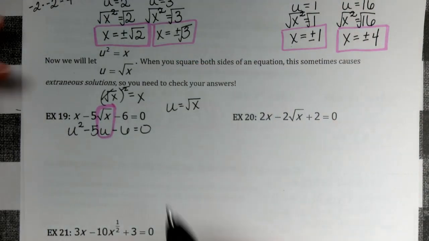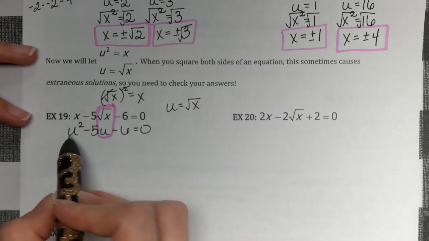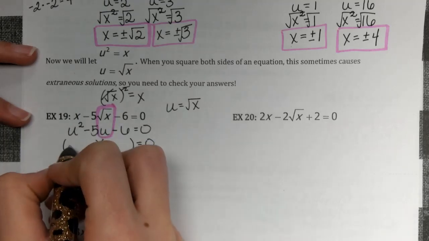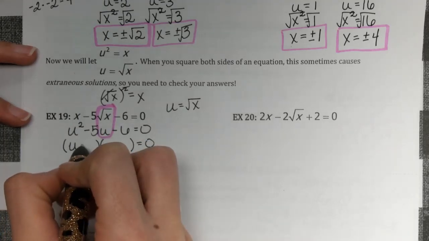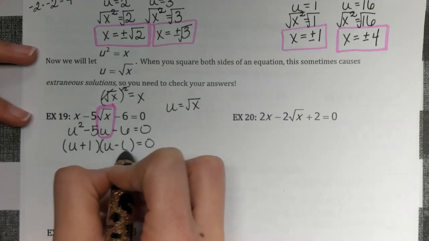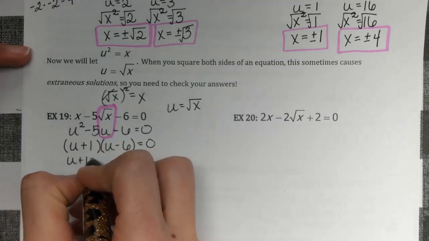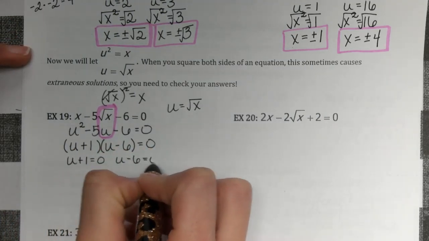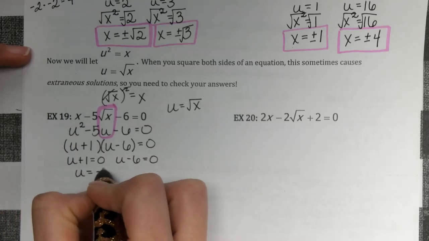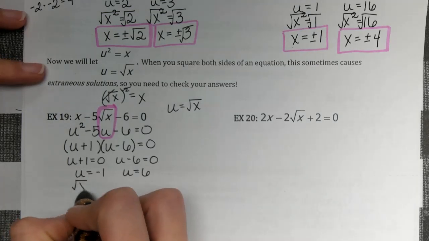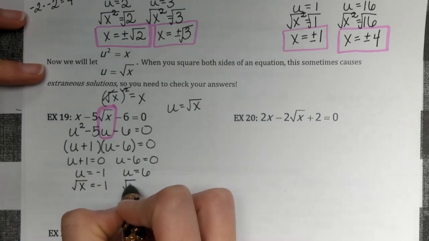Okay? So I'm going to factor using my u. What's it going to be? U plus 1, u minus 6. There are different times they got to subtract. So u plus 1 equals 0. U minus 6 equals 0. U equals negative 1. U equals positive 6. But now what do I replace? Square root of x equals negative 1. Square root of x equals 6.